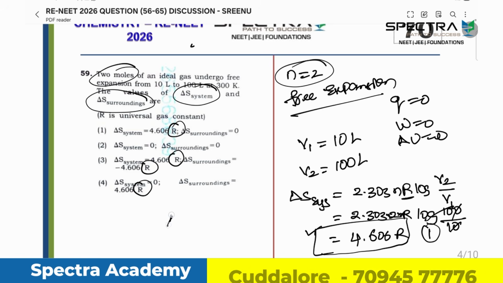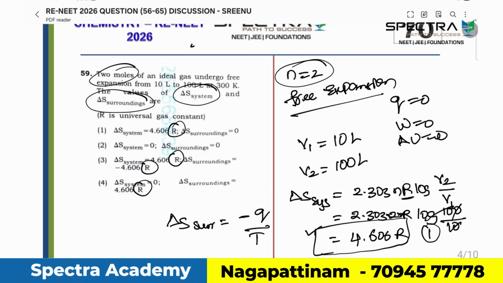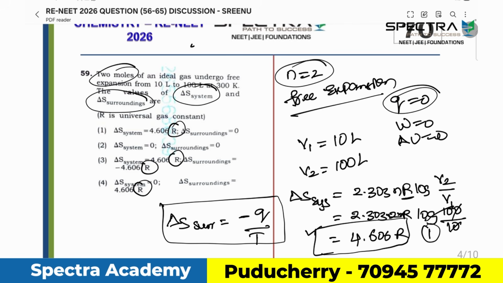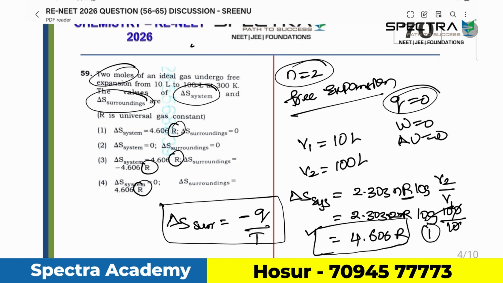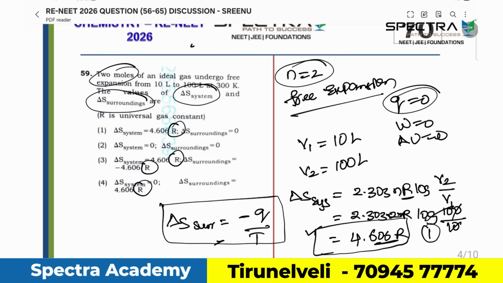Now we have to see the change in entropy of the surroundings, which is equal to minus q by T. We already saw that q is 0, so the change in entropy of surroundings will be 0. Change in entropy of system is 4.606 R, surroundings is 0. So option 1 will be the correct one for this question. We'll move to the next one.